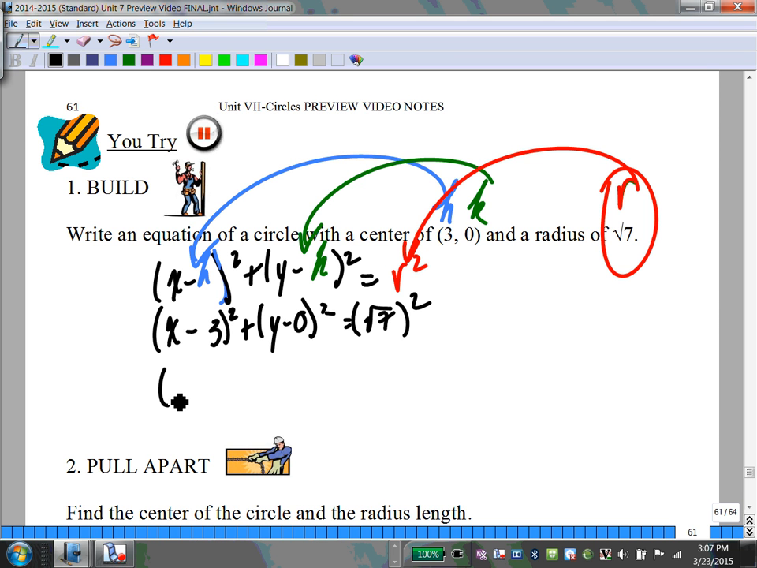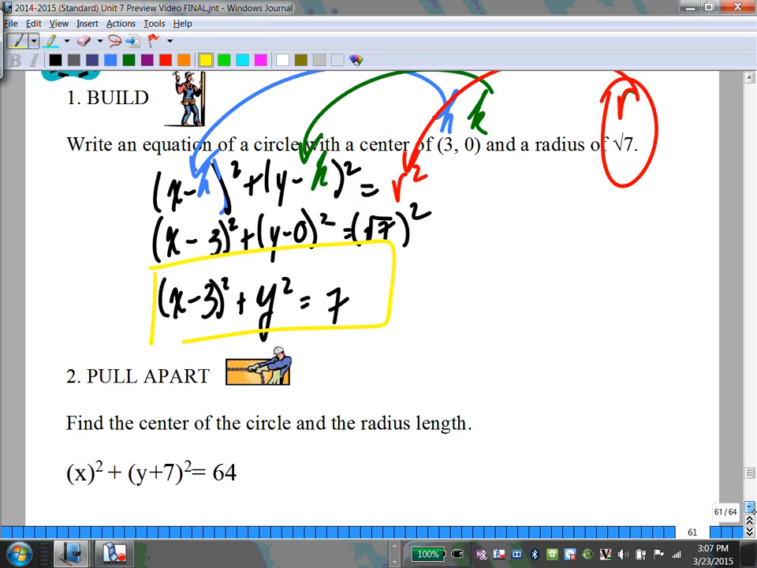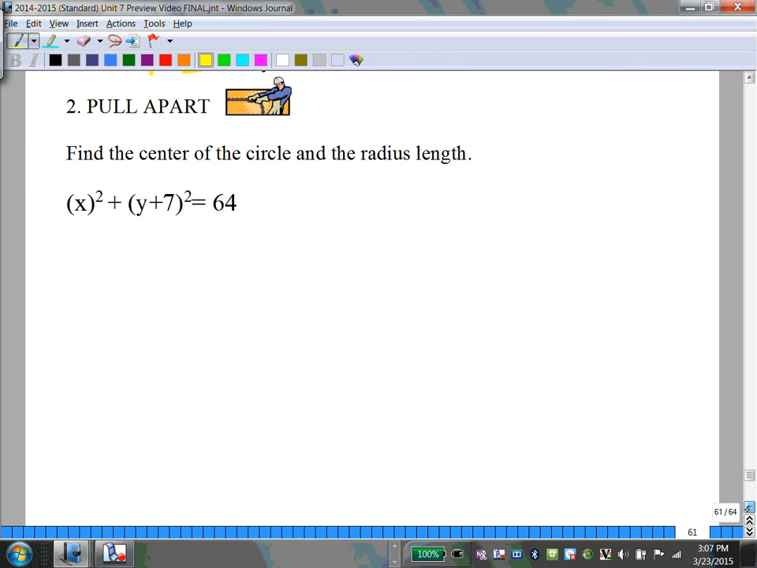There's nothing to clean up here: (x minus 3) squared. Y minus nothing is just y. And root 7 times root 7 is 7. And you should have gotten that right there. That's building an equation. Now you need to be able to pull it apart. So you start by writing the equation underneath: (x minus h) squared plus (y minus k) squared equals radius squared.